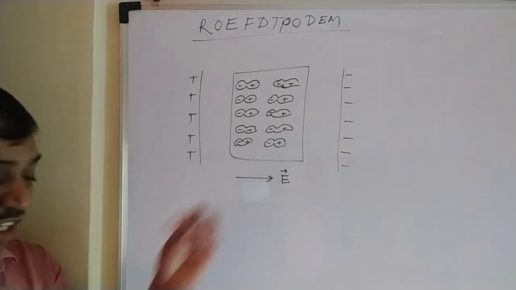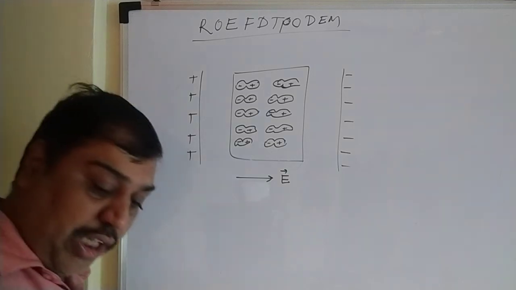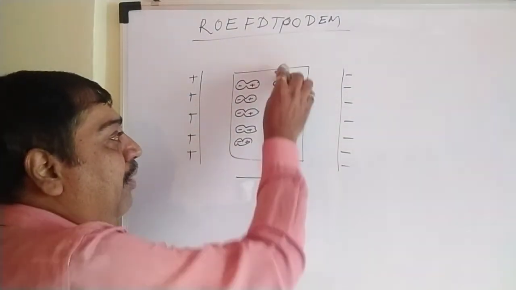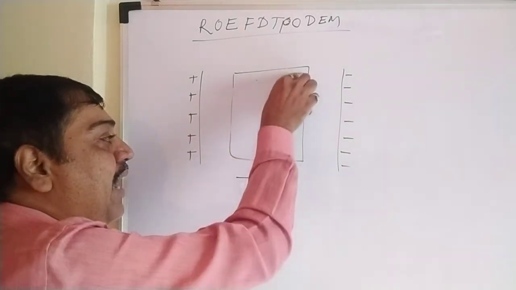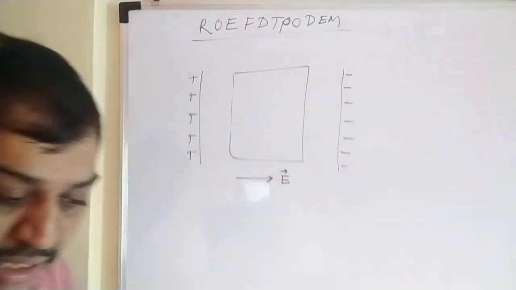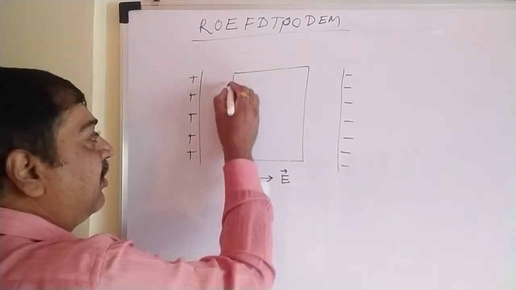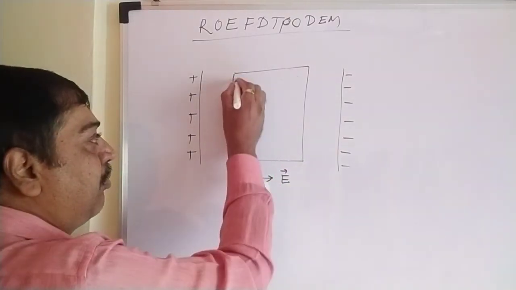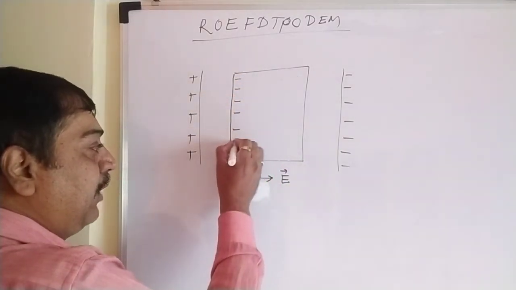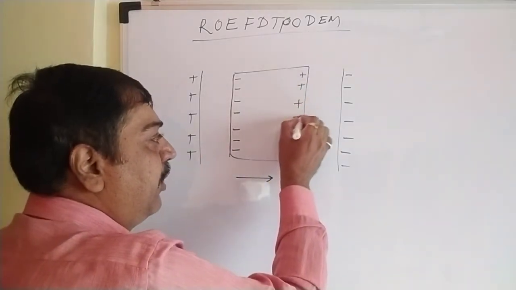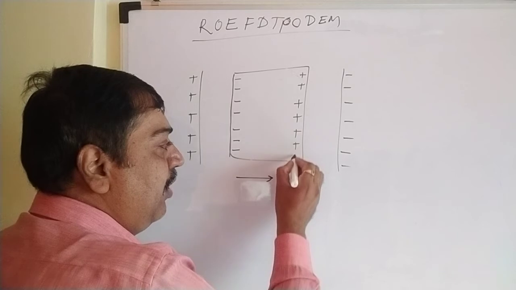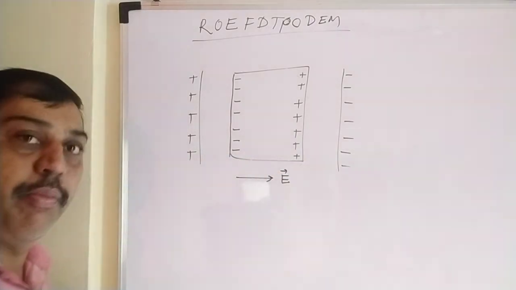This is the initial condition. After some time, as we still apply the electric field more, what will occur? All these charges accumulate at the edges of the dielectric material. So all negative charges come to this side, all positive come to this side. All positive goes to the negative of the electric field, all negative comes to the positive of the electric field.